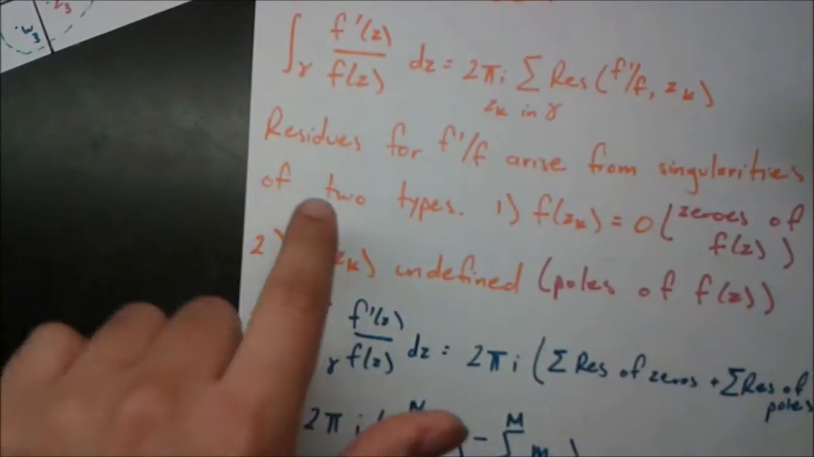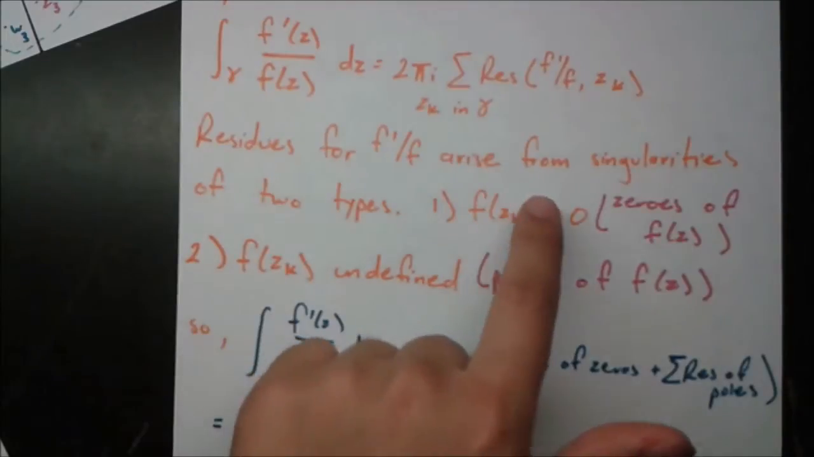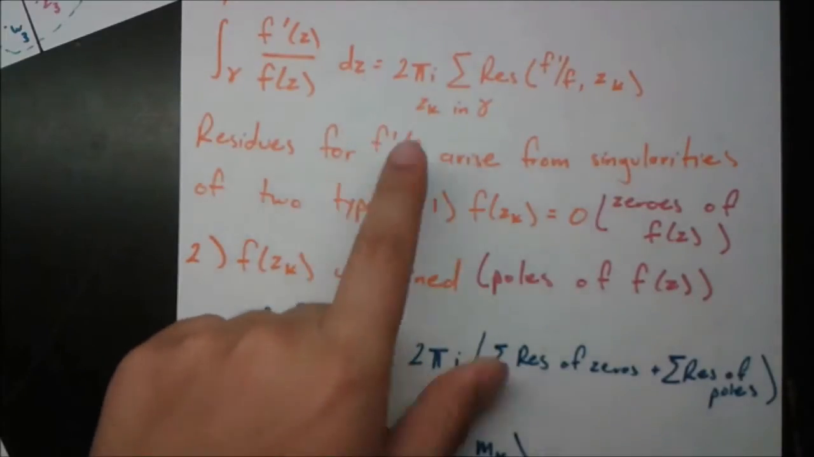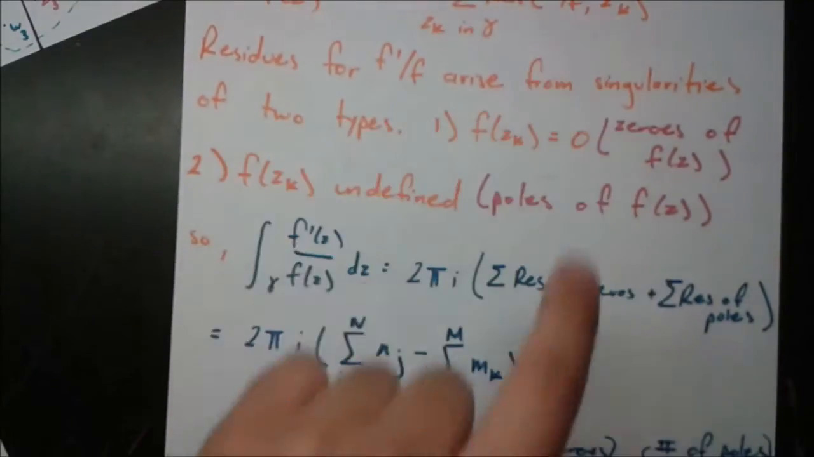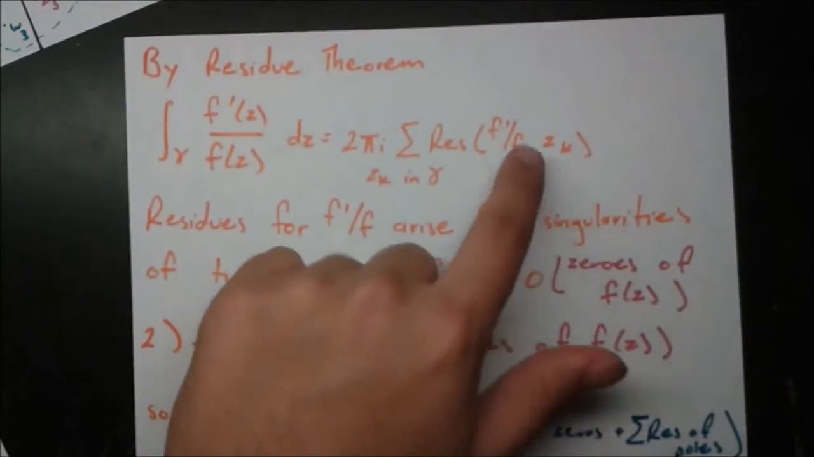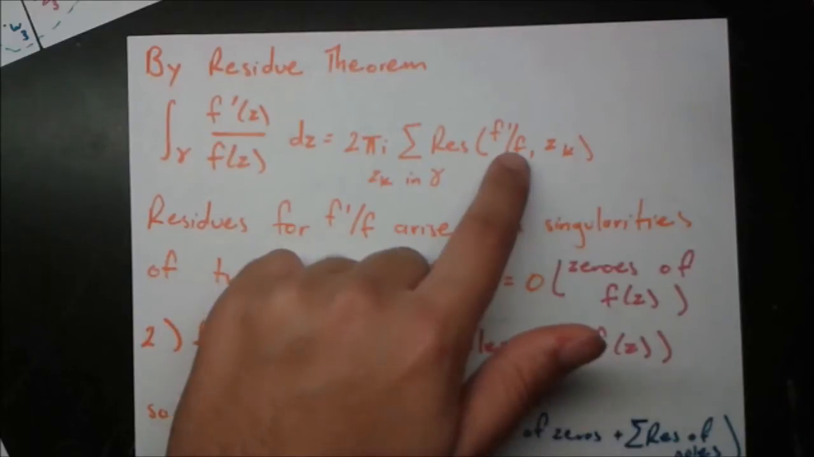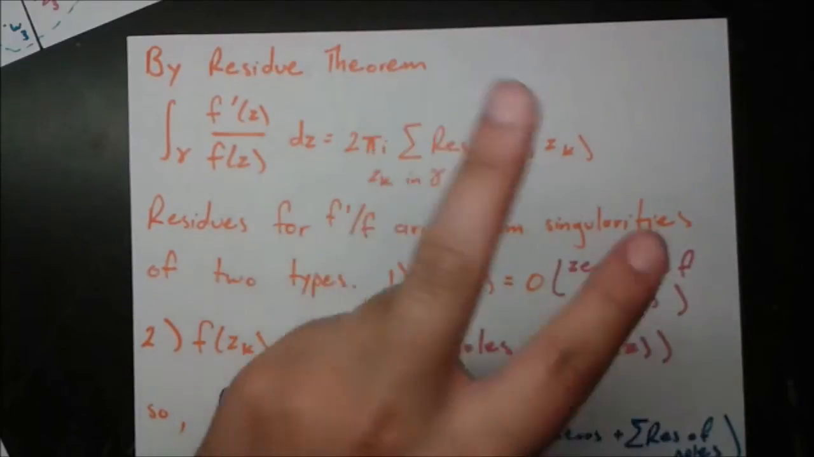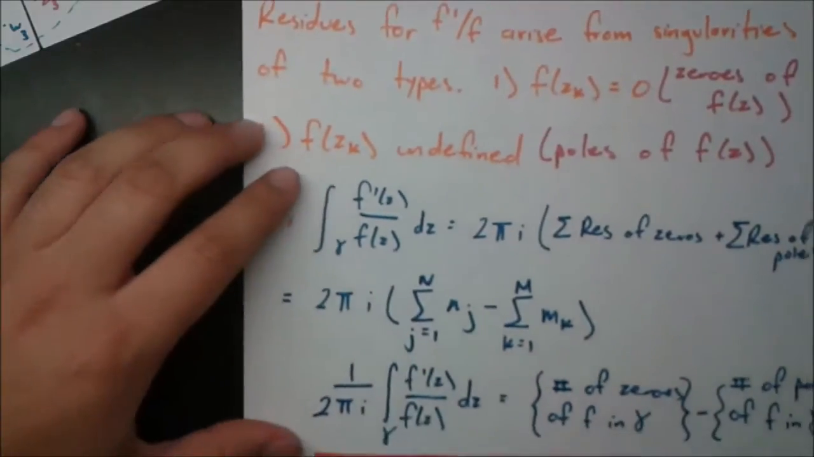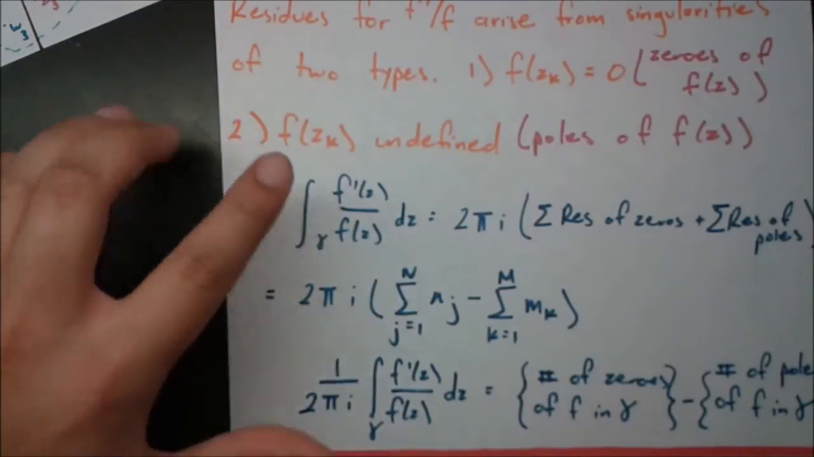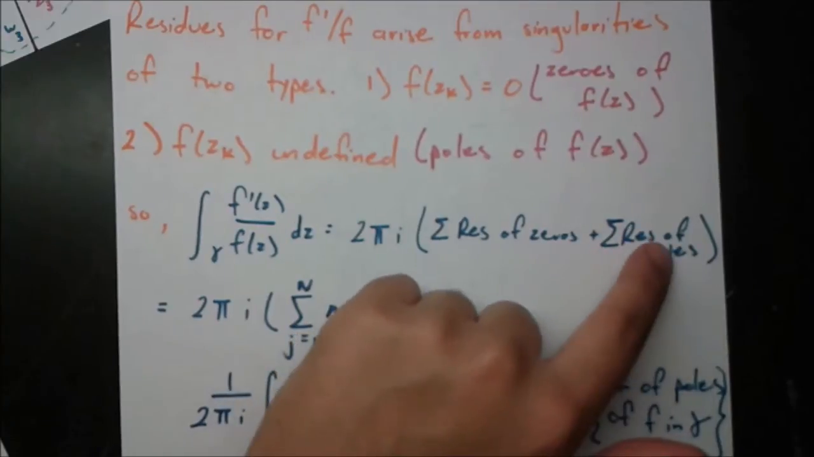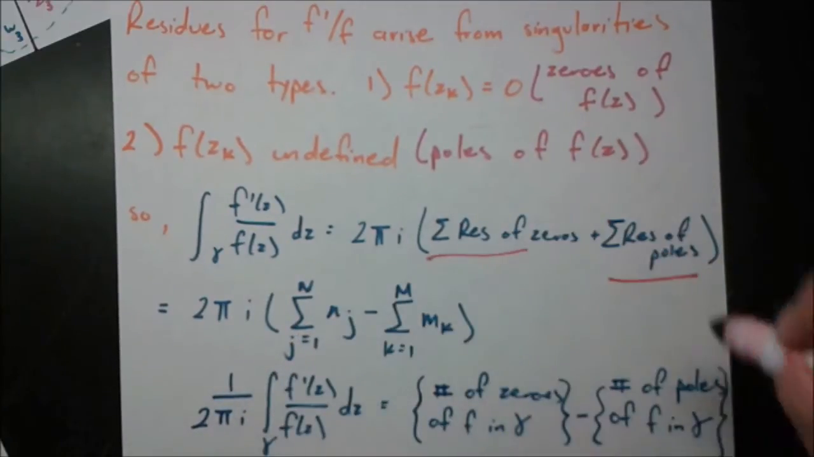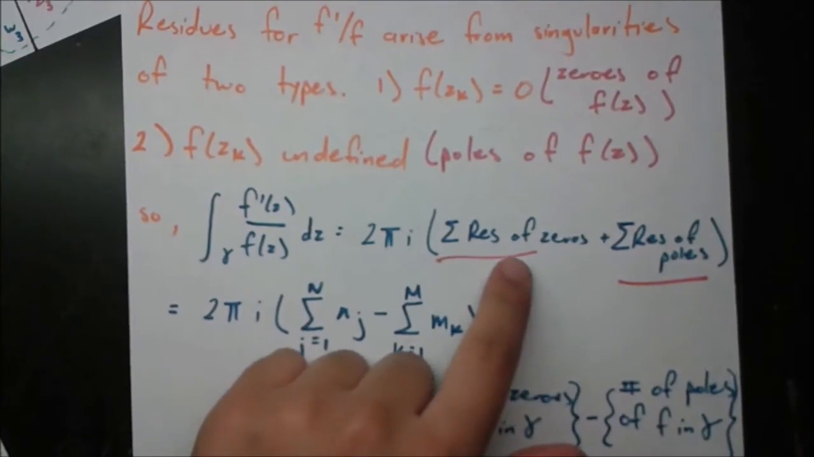Okay, so we say that residues for f prime over f come from singularities of two types. The first type is going to be zeros of f of z, because that's going to cause the denominator here to be 0. The next type is going to be poles of f of z, because that's going to cause the denominator here to become undefined. Okay, so that's the two types of ways you can get singularities there. So that means that if we want this integral, it's going to be 2 pi i times the sum of the residues of the zeros plus the sum of the residues of the poles, because that's the two types of isolated singularities we're worried about.